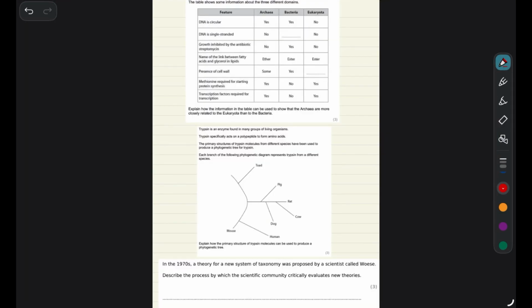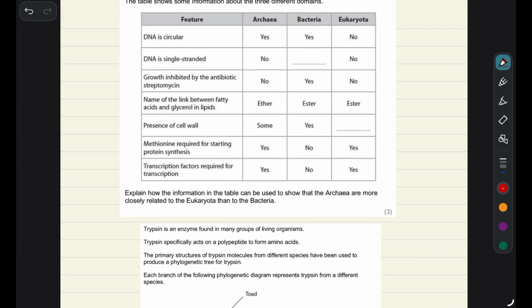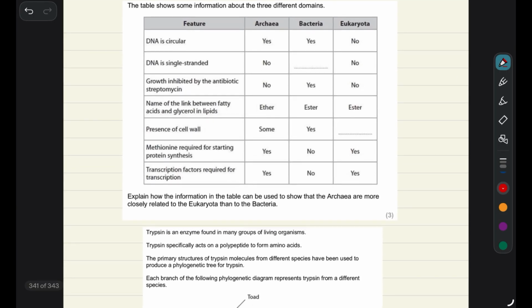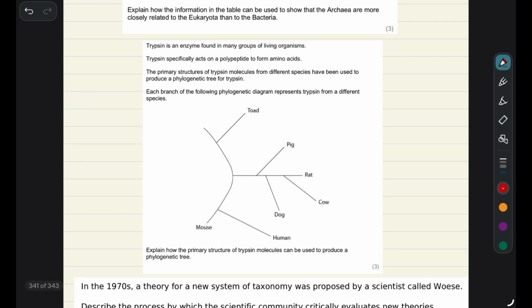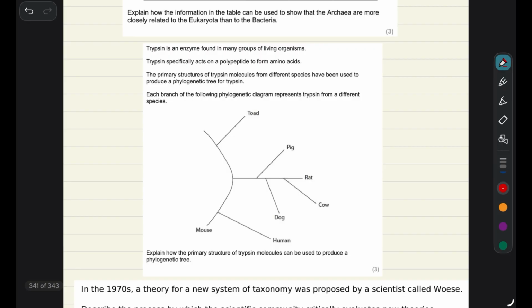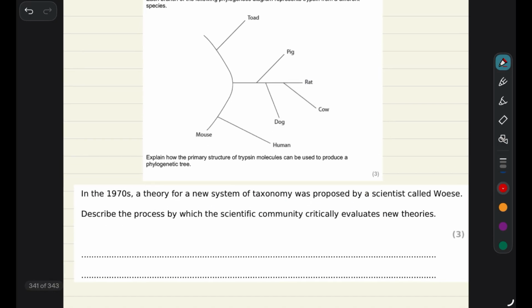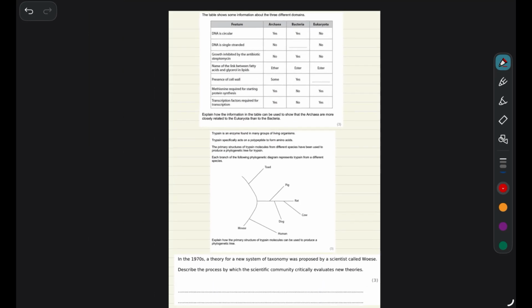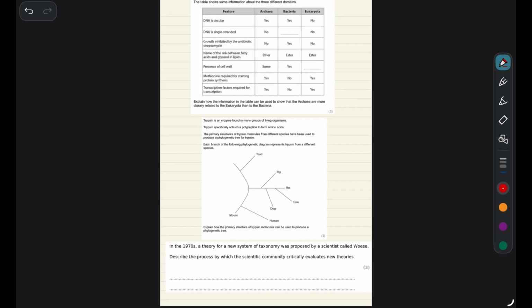Okay, so question time. So you can see all of them there. I'll zoom into all of them as well just so you get a better idea. But this one, you're saying, explain how the information in the table can show that archaea are more closely related to eukaryote than bacteria. Cool. Here, we're saying that trypsin is an enzyme, and you're looking at the phylogenetic tree to explain how trypsin molecule's molecular structure is going to be able to make that tree. And finally, you're looking at how does the scientific community evaluate new theories. So you've got a couple of questions there to try. Have a go, and we'll get with you.